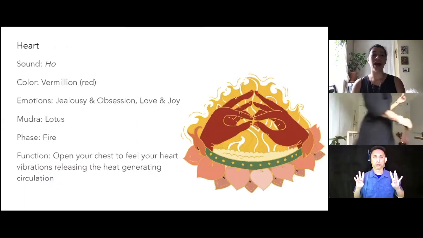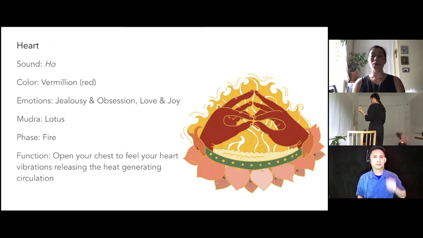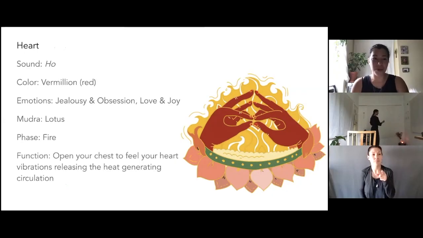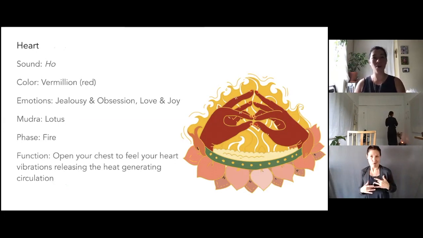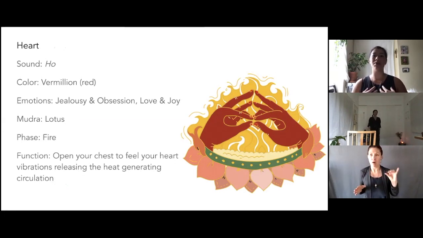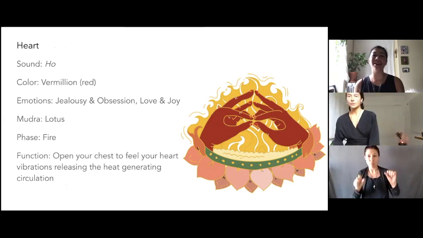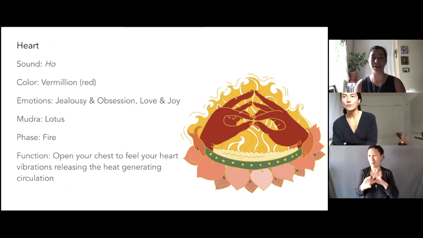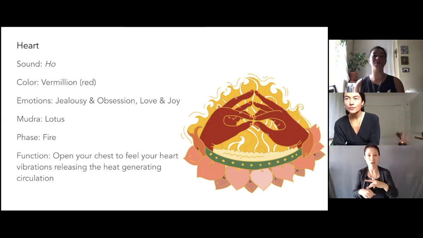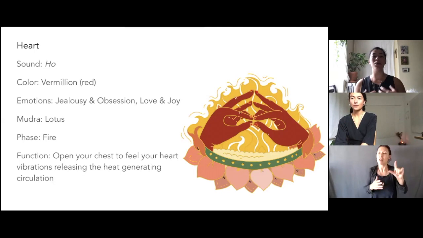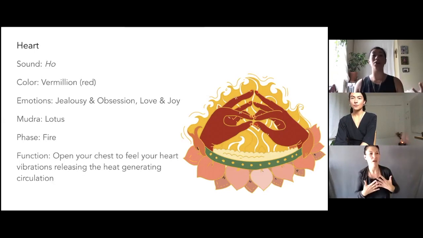The next one we have is for the heart. The mudra that we have for this is the lotus mudra, which you can see, it's very beautiful. The sound here is ho. It's a very chest opening, beautiful noise. You can kind of let it ring out because we hold this mudra from our heart and bring it outwards. The incomplete emotion here is jealousy and obsession, but when you let it complete, it becomes love and joy. So the function of this sound is to open your chest and feel your heart, to really release that heat and really generate it around the body.